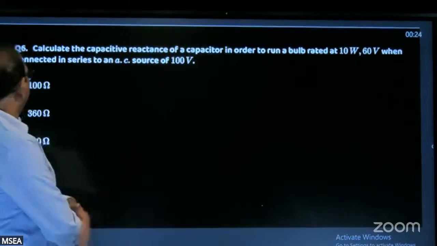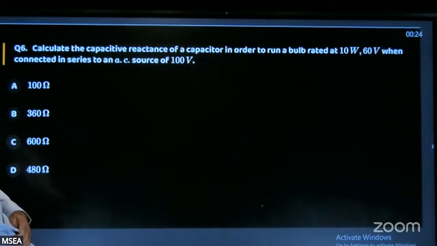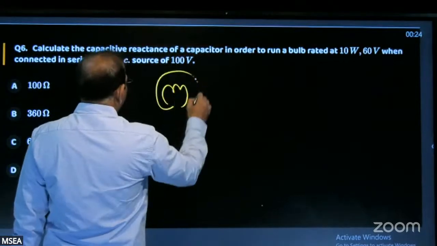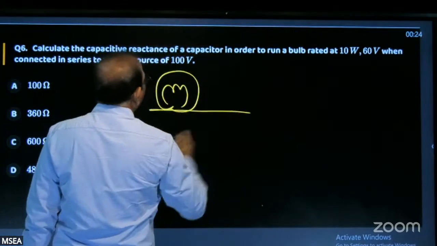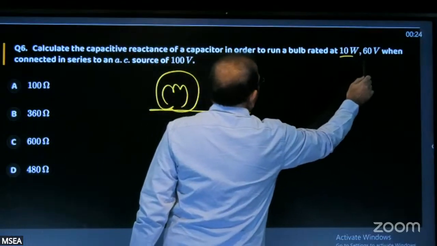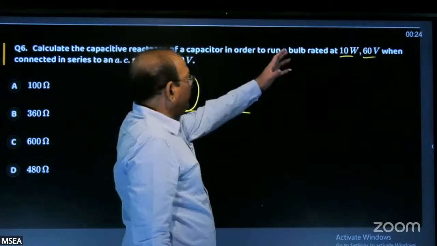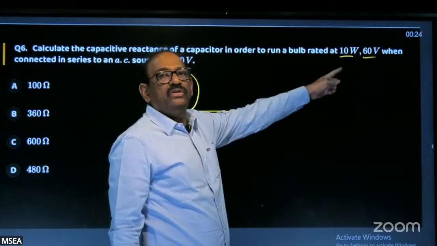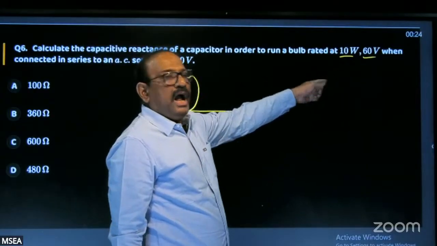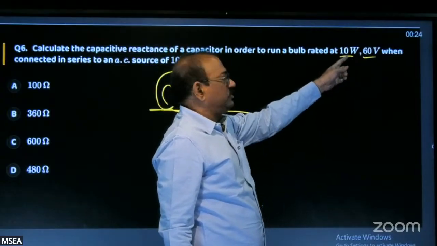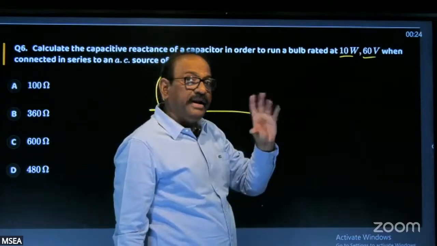So come to this problem. Calculate the capacitor reactance of a capacitor in order to run a bulb. There is a bulb, and its ratings are given. Power rating 10 watt, voltage rating 60 volt. The filament gets damaged if the voltage applied to this bulb is more than 60. And if you apply 60 volt, the power dissipated in that filament is 10 watt. That's what rating means.